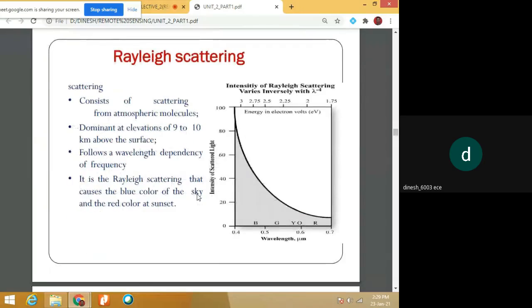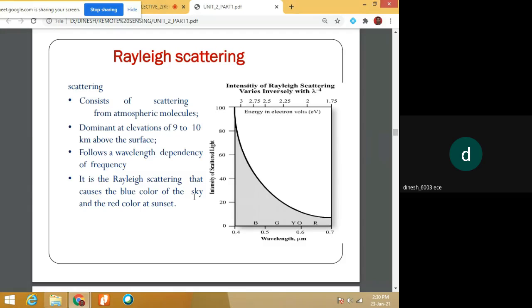So what is Rayleigh scattering? Scattering in which the intensity goes as 1 by lambda power 4. If that condition is satisfied, then that particular electromagnetic wave has Rayleigh scattering, or you can say it obeys Rayleigh's scattering law. This is due to the scattering from atmospheric molecules, where the dominant scattering is at elevations of 9 to 10 km above the surface, which I had shown in the last class diagram. That follows a wavelength dependency.